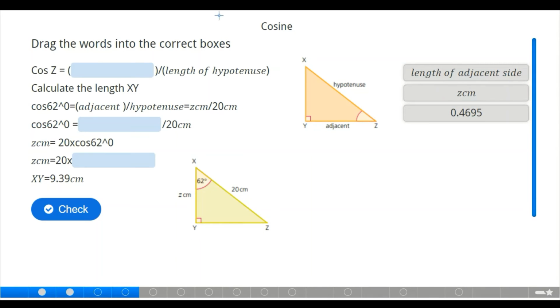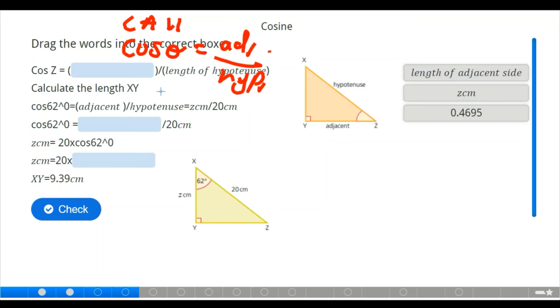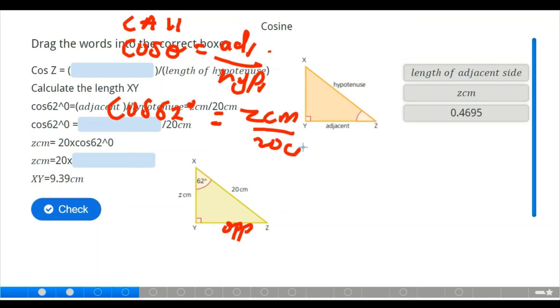Okay, we call it CAH. So this is the acronym CAH. So that is called cos theta equals adjacent, I'm shortening it, over hypotenuse. So you see the hypotenuse there and you have the adjacent here. Now we have a question in this. Look at this. We have the hypotenuse to be 20 centimeter and we have the adjacent here, because the angle is facing here, so this is the opposite of this angle. The adjacent is Z centimeter. Our theta is 62, so it's going to be cos 62 degree equals Z centimeter divided by 20 centimeter.